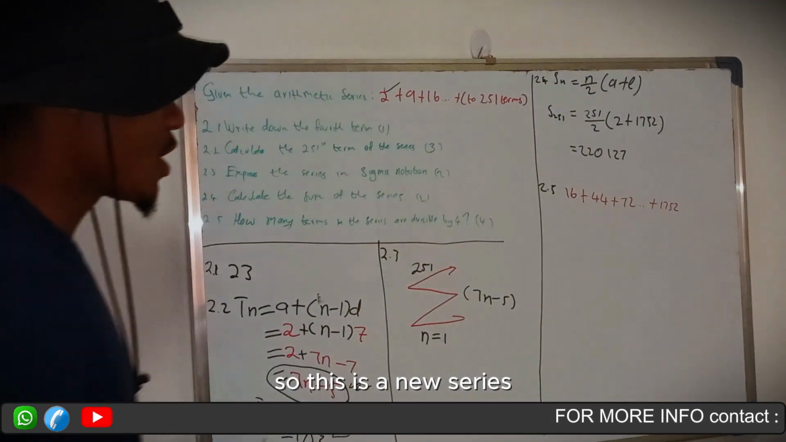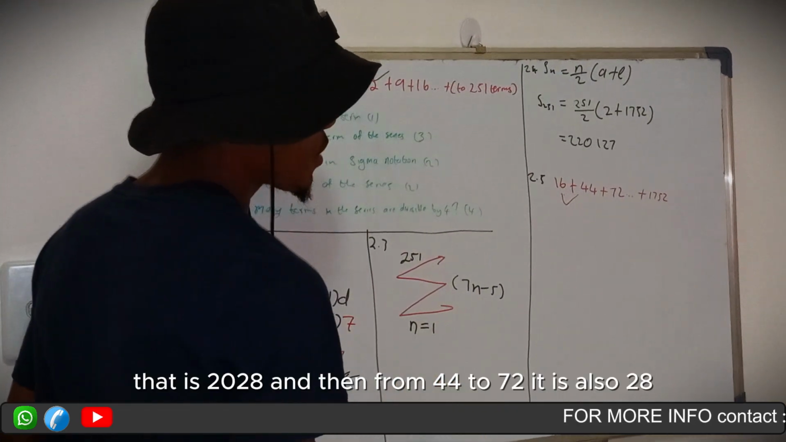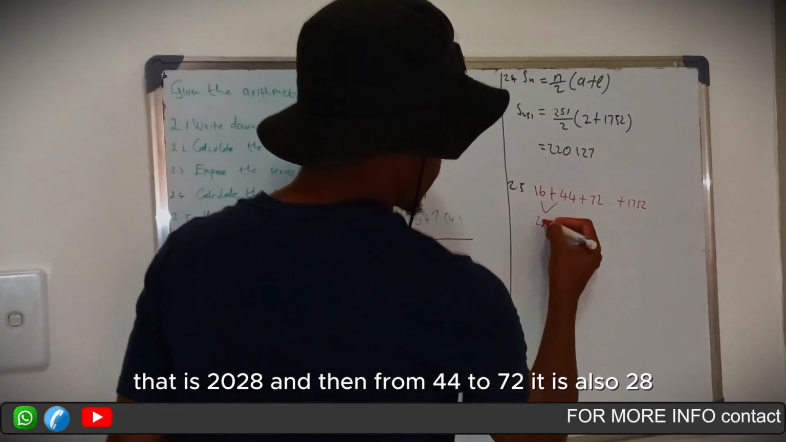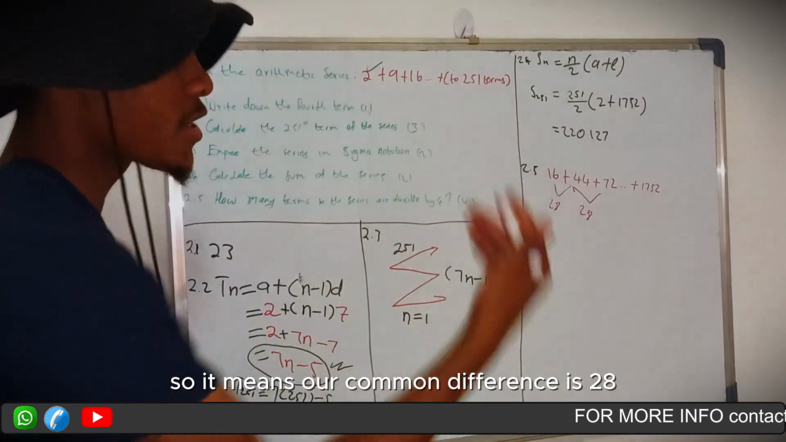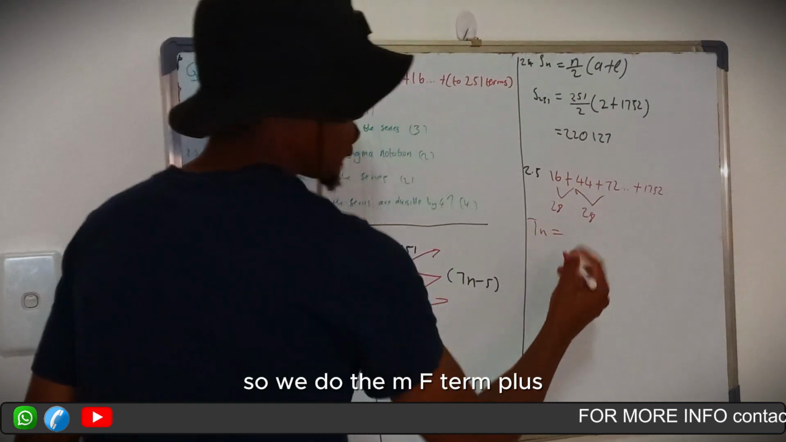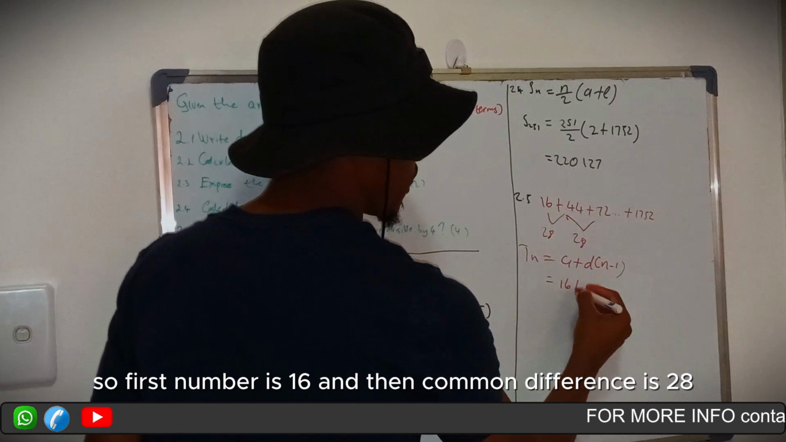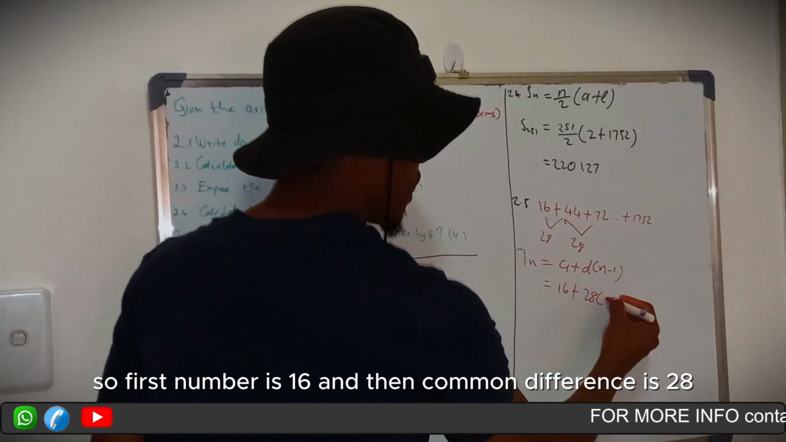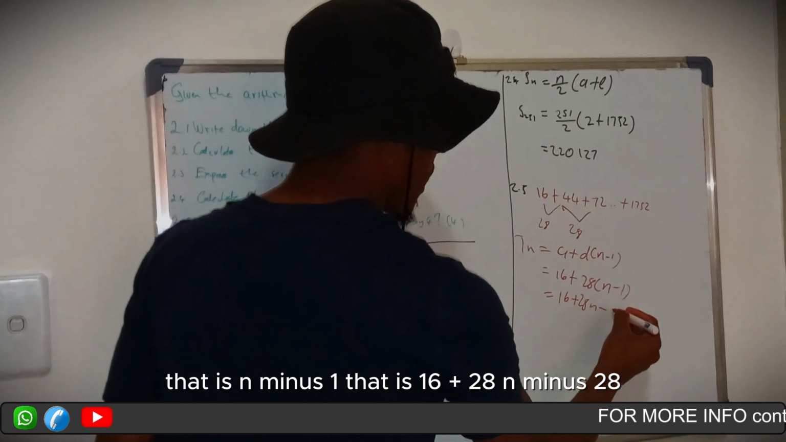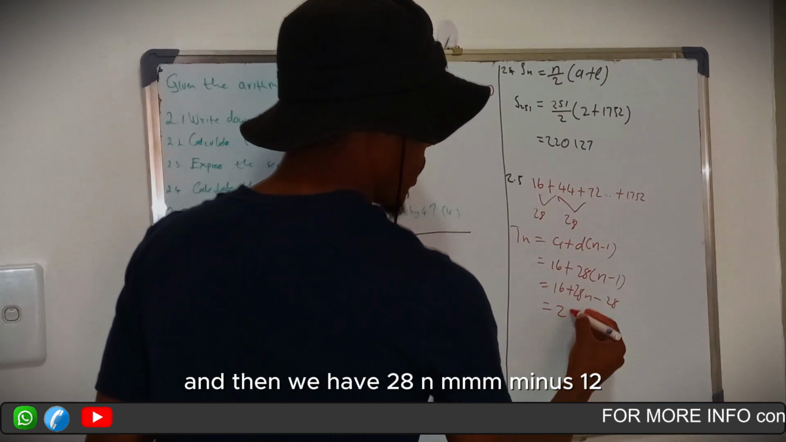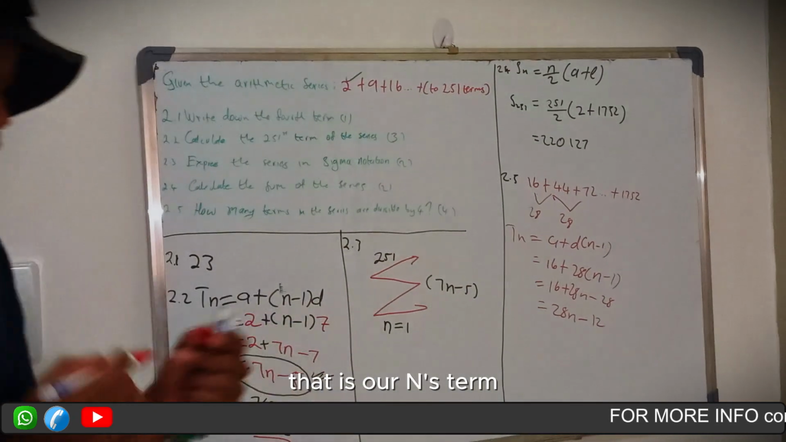So this is a new series. So you check your common difference. From 16 to 44, that is 28. And then from 44 to 72, that is also 28. So it means our common difference is 28. So we do the nth term: first number is 16, and then common difference is 28, that is n minus 1, that is 16 plus 28n minus 28, and then we have 28n minus 12. That is our nth term.